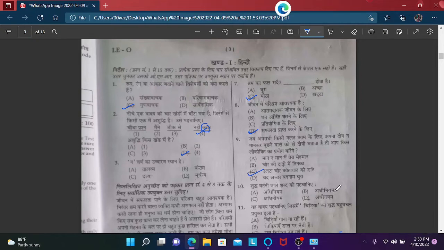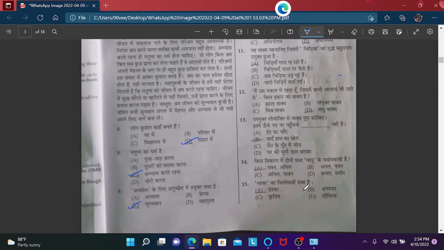And the 10th question is: शुद्ध वर्तनी वाले शब्द को पहचानिए. The correct answer is option A, अधिनियम. Then question number 11: वह वाक्य पहचानिए जिसमें चिड़िया का शुद्ध बहुवचन प्रयोग है. You know चिड़िया, the plural is चिड़ियाँ, right? So where can you find चिड़ियाँ? Option A, चिड़ियाँ गाना गा रही हैं.